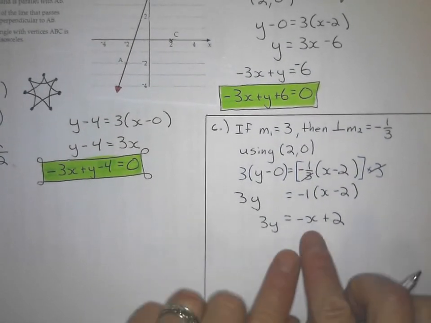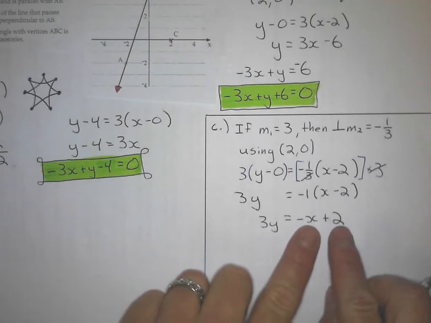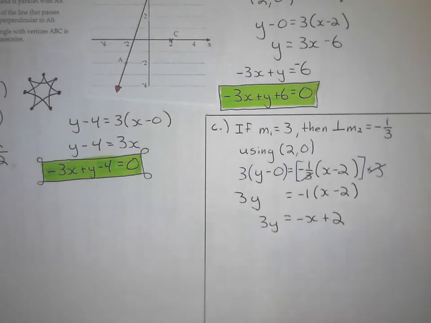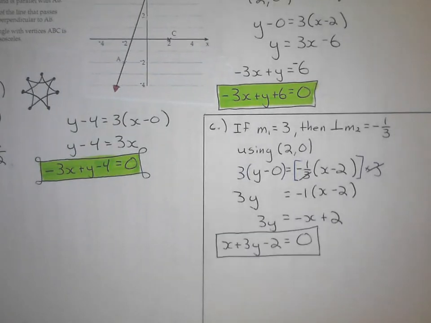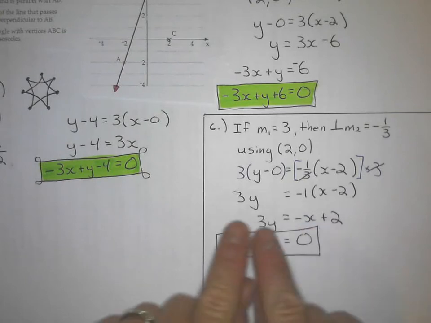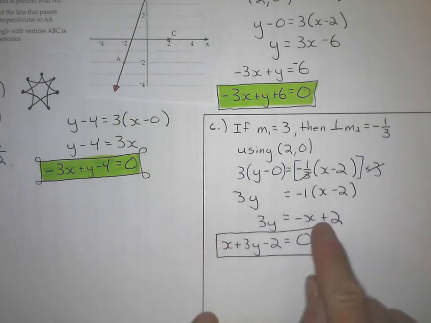Now all that's left is to rearrange and get all of these terms on the left side of the equation. Let's do it. I get x plus 3y minus 2 equals 0. When I take the terms and move them to the opposite side, their signs change.